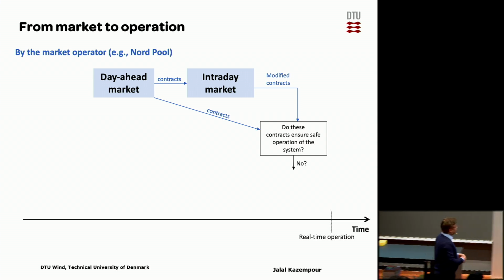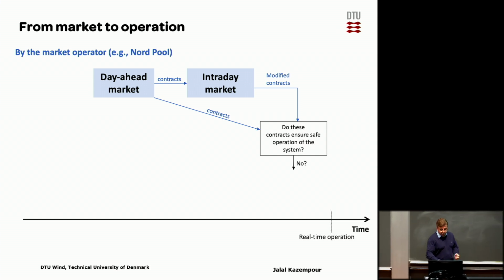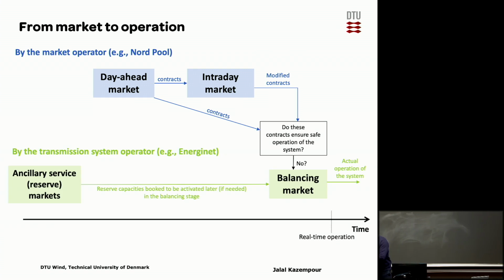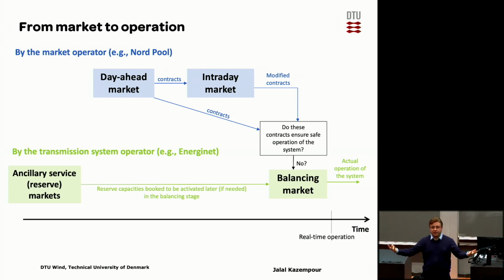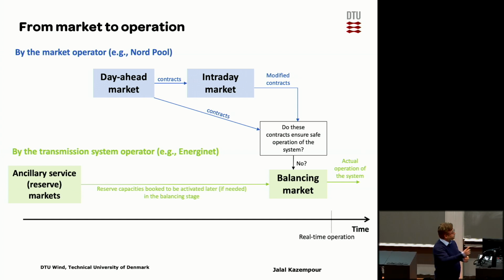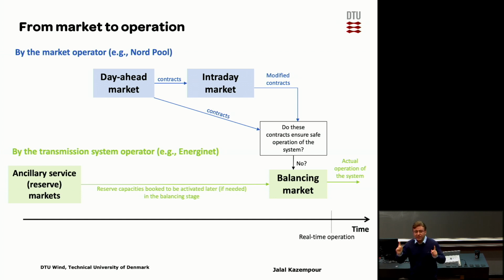So now we have to see if we can operate the system with these financial contracts or not. That's why now we send the ball to the hand of the system operator. So that's how we can differentiate market operator and system operator in Europe. So we have a balancing market in real time. Who clears that? System operator. So balancing market and ancillary service or reserve markets, they are being cleared by the system operator, in Denmark by Energinet. They are in green.